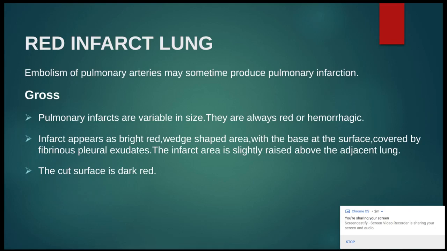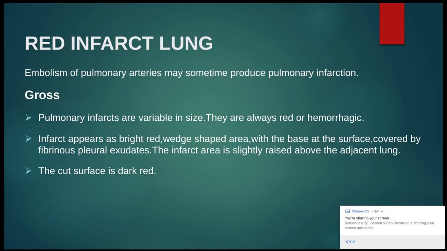Red infarcts, lung. Embolism of the pulmonary artery may produce pulmonary infarction. On gross, you can see the pulmonary infarcts are always red or hemorrhagic, and their cut surface is dark red. They appear wedge-shaped with a base at the surface covered with pleural exudate, and the infarct is slightly raised above the adjacent lung.